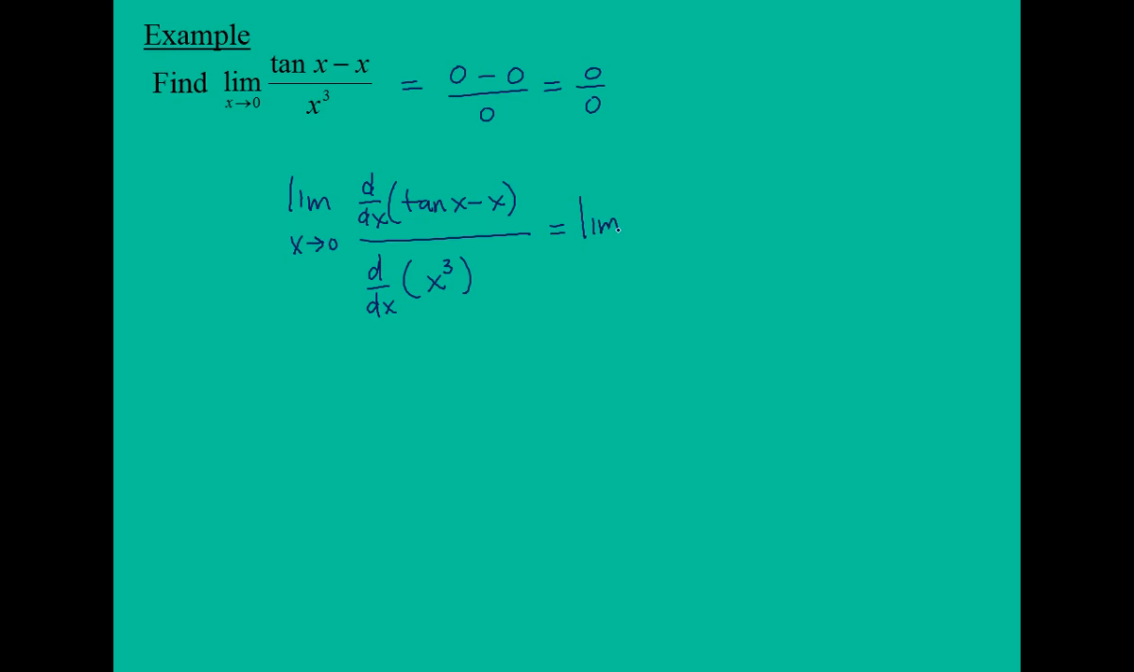So derivative of tangent, secant squared x minus 1, all divided by 3x squared as x goes to 0. If we use direct substitution, the secant of 0 is 1. 1 squared is 1, so we'd have 1 minus 1. We get 0 over 0. So at this point, we get the indeterminate form again, 0 over 0, so we can apply L'Hopital's rule again.